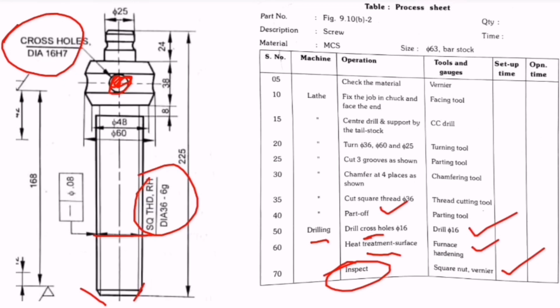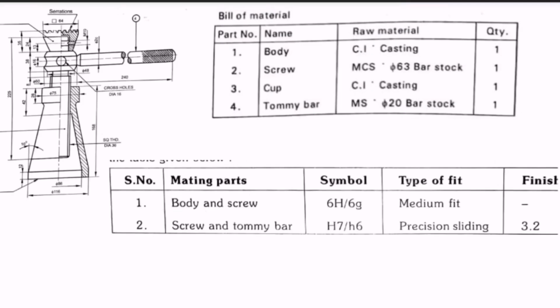So every operation is important. For each operation, what machine is required, what type of tools and gears are required, this kind of information is provided step by step in a process sheet. Next is preparing the mating parts and type of fit table.